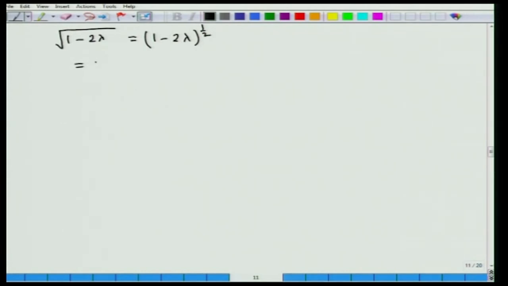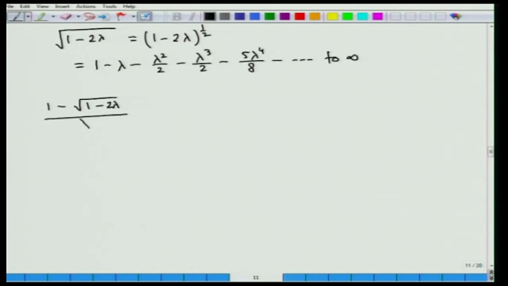After expanding in binomial series, you find this is equal to 1 minus lambda minus lambda square by 2 minus lambda cube divided by 2 minus 5 lambda to the power 4 divided by 8 minus and so on up to infinity. With this expression for root over 1 minus 2 lambda, you can find (1 minus root over 1 minus 2 lambda) divided by lambda. This is equal to 1 plus lambda by 2 plus lambda square by 2 plus 5 lambda cube divided by 8 plus and so on up to infinity. So, that means it is matching with the solution we have obtained with the Adomian decomposition method.